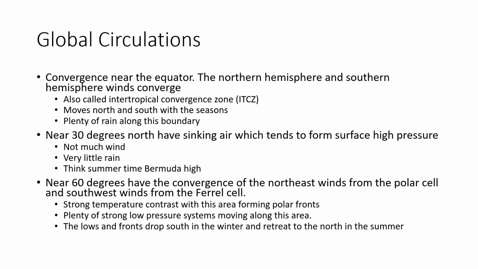Now, when you get further north at about 60 degrees north, you're going to have the northeast winds and the southwest winds converging there from the Ferrel cell and the polar cells. Lots of temperature contrast across that area, and that's going to fluctuate. It's going to move south in the wintertime and north in the summertime. So that's why you have the seasons. That's why you have a lot more activity, more storms further south in the wintertime and further north in the summertime.